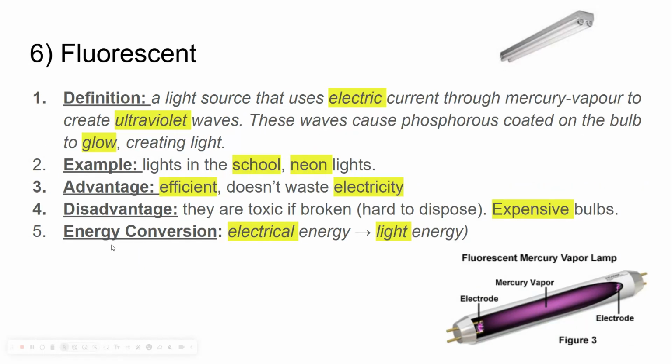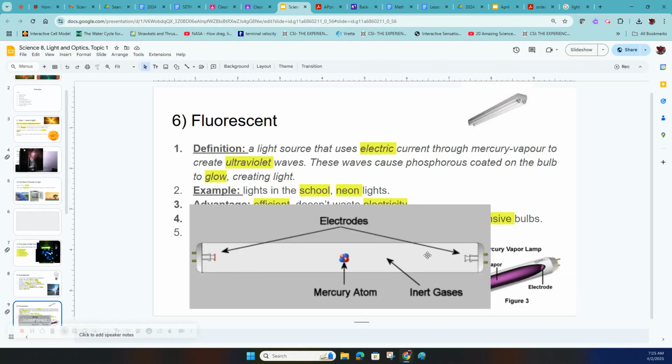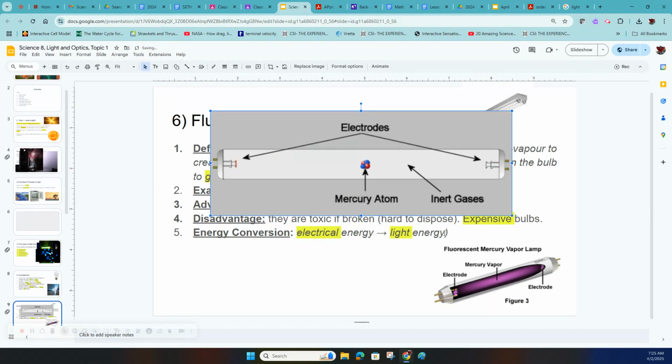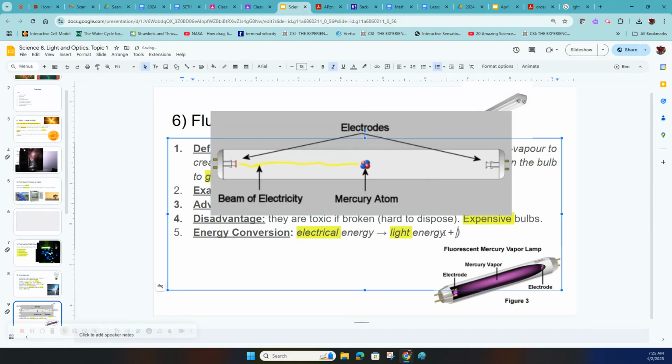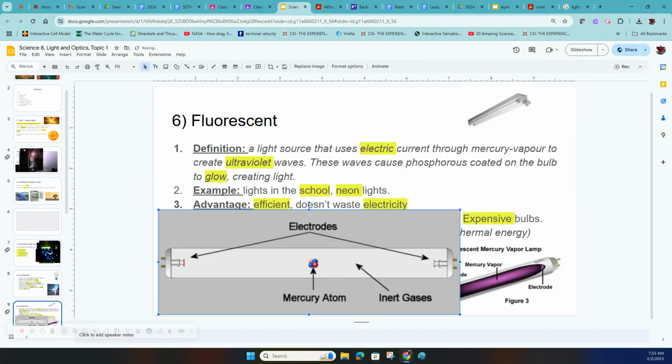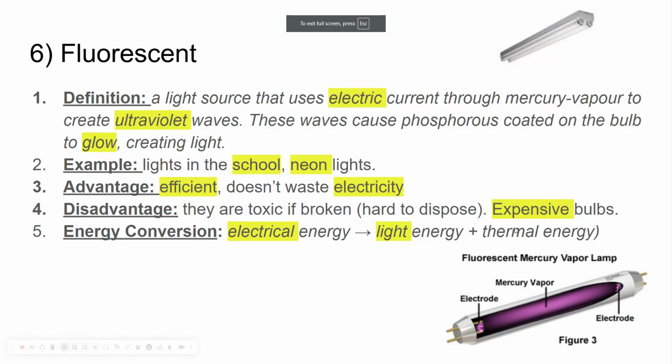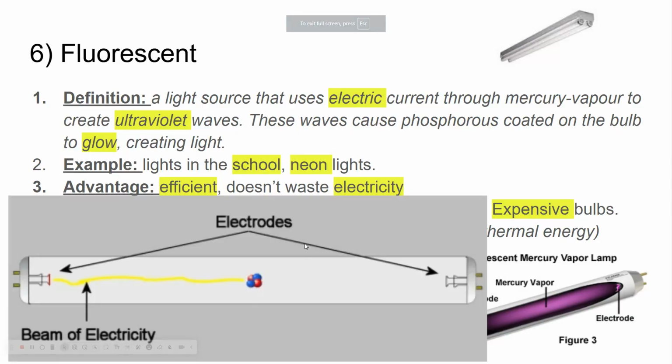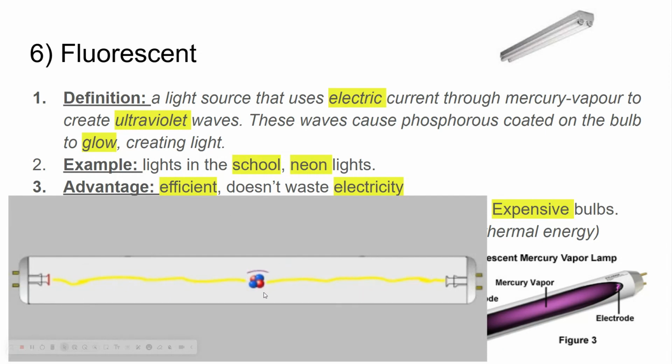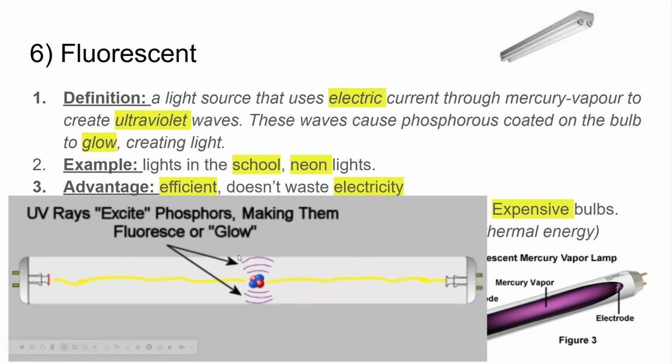Okay, energy conversion, there is electrical energy converting into light energy. Let me fix this as well. There is still thermal energy being created as well. Just not nearly as much thermal energy as the incandescent. Here's another example. So a beam of electricity, it's exciting these mercury vapor particles. They give off ultraviolet rays, goes through the phosphor coating, and then the phosphorus coating glows.